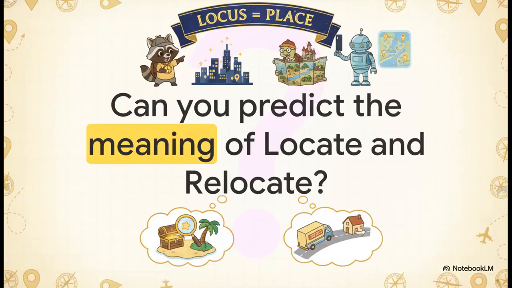All right, my competitive learners, it's time for a word detective challenge. Can you predict the meaning of the words locate, local, relocate, and dislocate before we even formally learn them? Keep that root formula in mind. Locus equals place. Once you know the formula, it just clicks right into place, doesn't it? Locate is to find a place. Relocate is to move to a new place. You get the idea. You can already see the idea of place living inside these words.